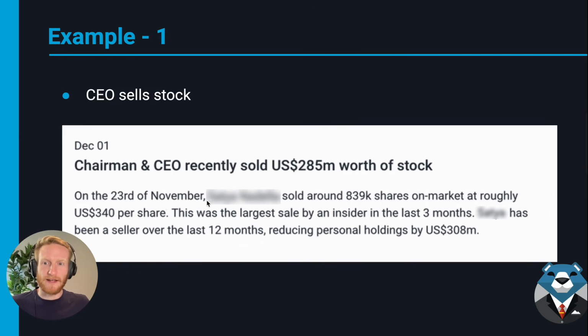So they sold at about 340. I'm going to want to try and get more context on that. This is the largest sale. Okay, so are they the most bearish? And they've been a seller over the past 12 months, reducing their personal holding. The biggest sale was recently, but they've sold an additional almost 20 million since then. So I'll show you where I can go and get more insight on these particular data points.